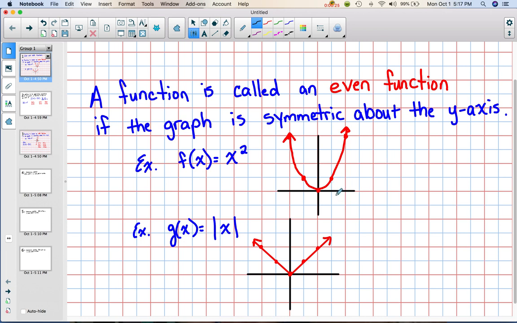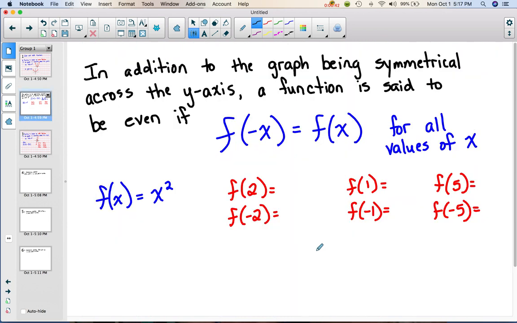Also another one, g of x equals the absolute value of x, is an even function because there is symmetry around the y-axis. Now sometimes it's not convenient to make a graph and check for symmetry, so we'll talk about an algebraic way we can test for an even function. In addition to the graph being symmetrical across the y-axis, a function is said to be even if f of the opposite of x, so changing the sign of the input value, has to equal f of x. So what that is saying is changing the input value to the opposite doesn't affect the output value. You get the same thing.